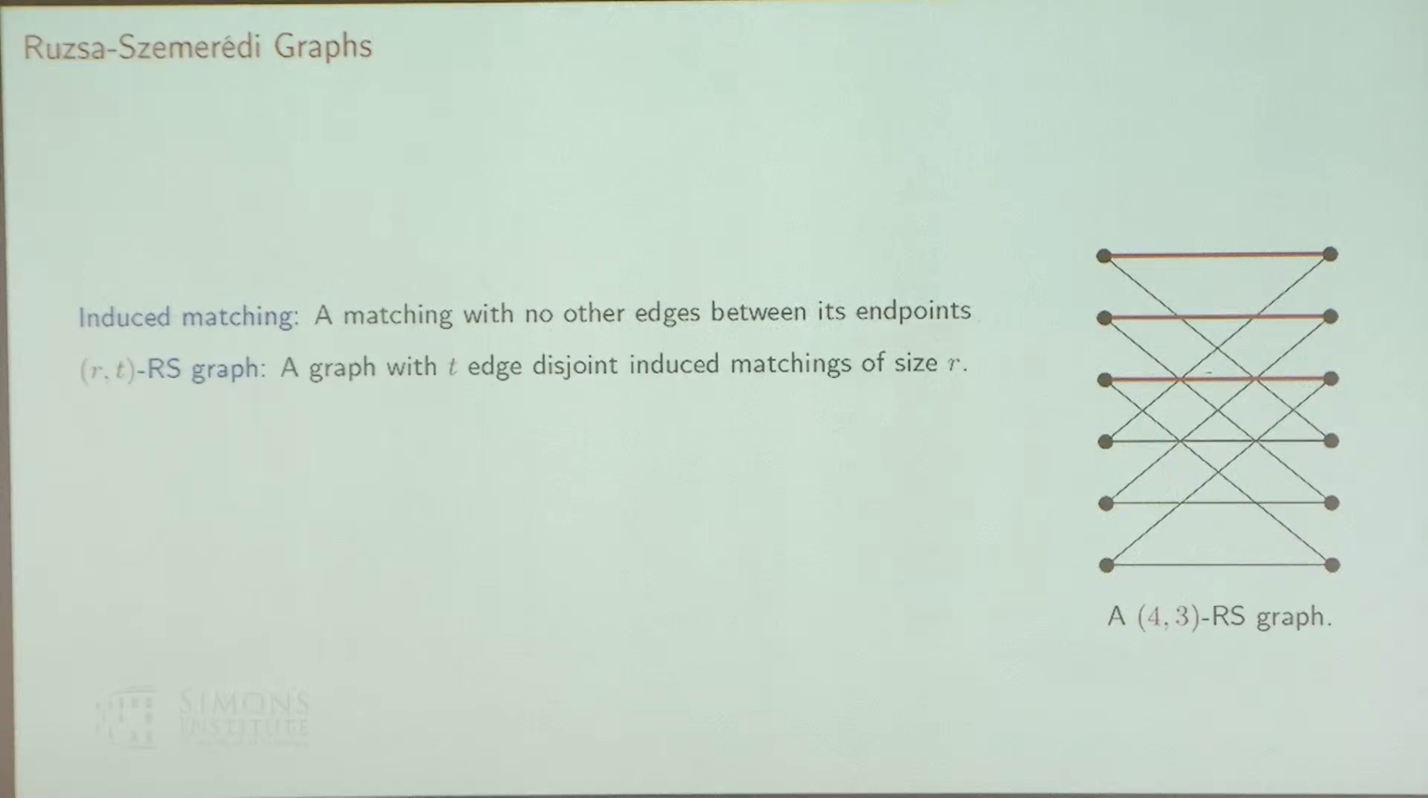And what's an RS graph, or Ruzsa-Szemerédi graph? It has two parameters, R and T. R is the size of these matchings, so here we have a matching of size 3, and T is the number of these matchings. An (R,T)-RS graph is a graph whose edges can be decomposed into T edge-disjoint induced matchings of size R. So here we have a 4-3 RS graph. This is the first induced matching, this is the second, this is the third, and this is the fourth. If you look at each one of these, it's an induced matching, importantly: there's no other edge inside any of these matchings other than the matching itself. And all of the edges of the graph are covered. Have I made a mistake so far?